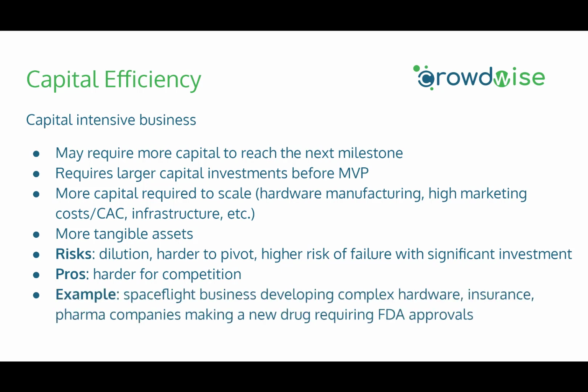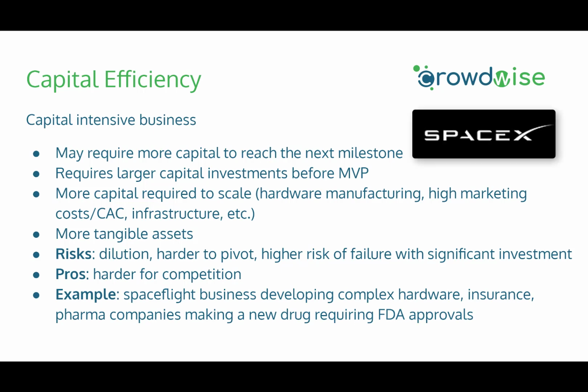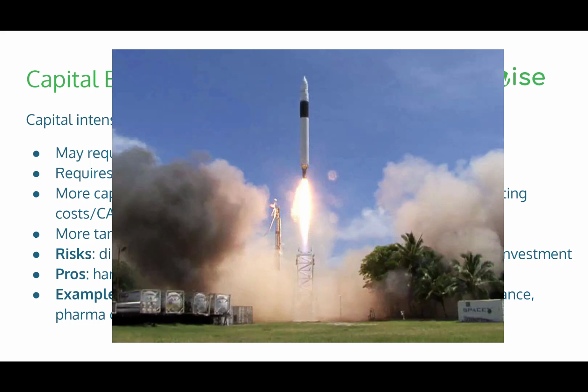So, some examples of capital-intensive businesses are, for example, SpaceX. Think of a spaceflight business developing complex hardware. Few people know this, but SpaceX was actually on the brink of failure. When developing their Falcon 1 rocket, the first 3 launches failed, and they were down to their 4th, and as Elon Musk says, their final rocket that they had money for. Fortunately, that 4th rocket launch was a success, and the rest is history so far for SpaceX, but this goes to show that a capital-intensive business has a lot more risk riding on initial investments, and it's much harder to change course if it doesn't work out.